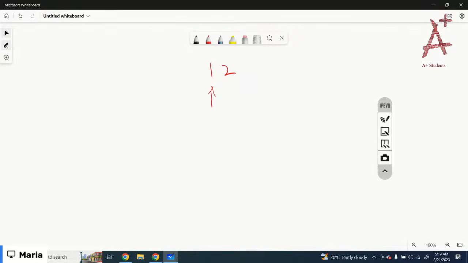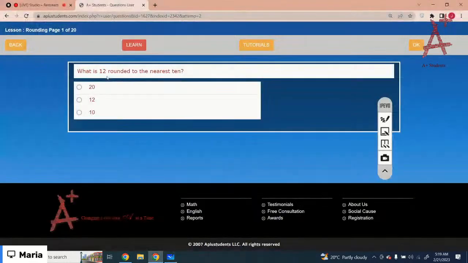So 2 is less than 5. That means 2 is less than 5. That means you have to round on the same 10. So write 1 as it is and replace the other digit with 0. So 12 is rounded off to 10. So the correct option is 10. Just select the correct option and click on the OK button.